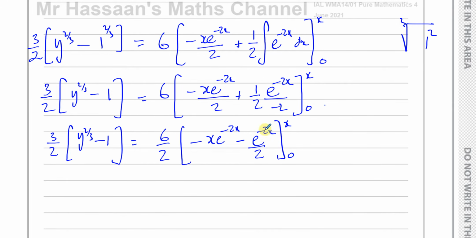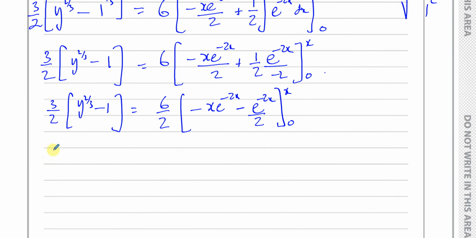So I've now just simplified this fraction. I've taken out a half from both of these, and that gives me 6 over 2 outside, which is going to give me 3. And then I've got these two as they are, with that 2 still there. Now I can substitute the value of x and 0 into this side. So I have 3 over 2, I have y to the power of 2/3 minus 1 equals, this is going to give me 3.